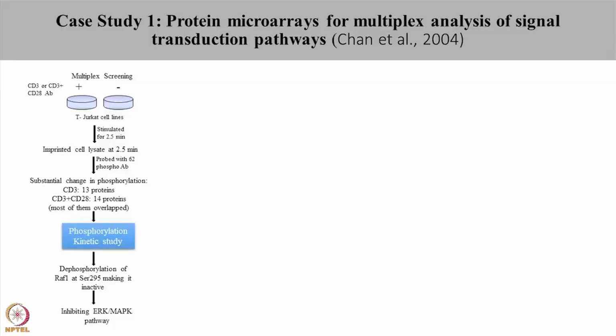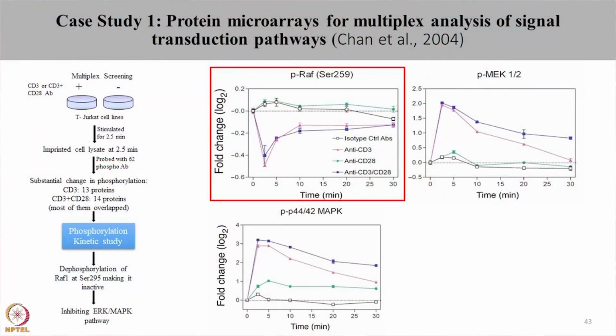In this study, they identified that the RAF1 protein showed dephosphorylation upon stimulation with the antibodies. Further, to study the phosphorylation kinetics of RAF protein and its downstream signaling pathway, the cells were stimulated using different combinations of antibodies. Upon 2.5 minutes, steep dephosphorylation of RAF protein was seen in cell lines treated with CD3 antibody and CD3 antibody in combination with CD28 antibodies.